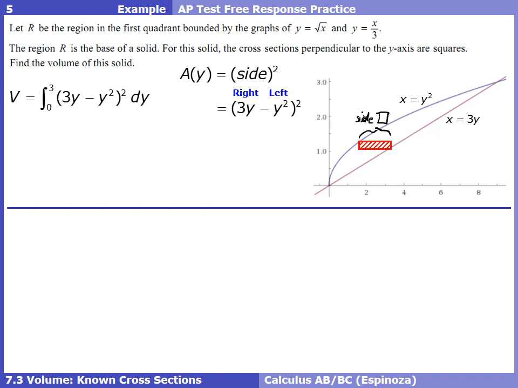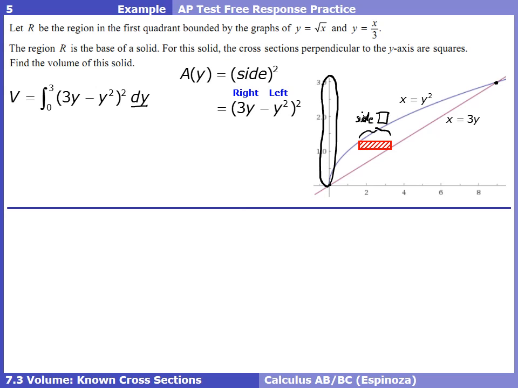We know we need to integrate from 0 to 3, and keep in mind we're doing this in terms of y, so we need to be looking at this direction instead. Our functions cross at that point there, so at 3 for the y. So we're going to integrate from 0 to 3 of our area with respect to y.